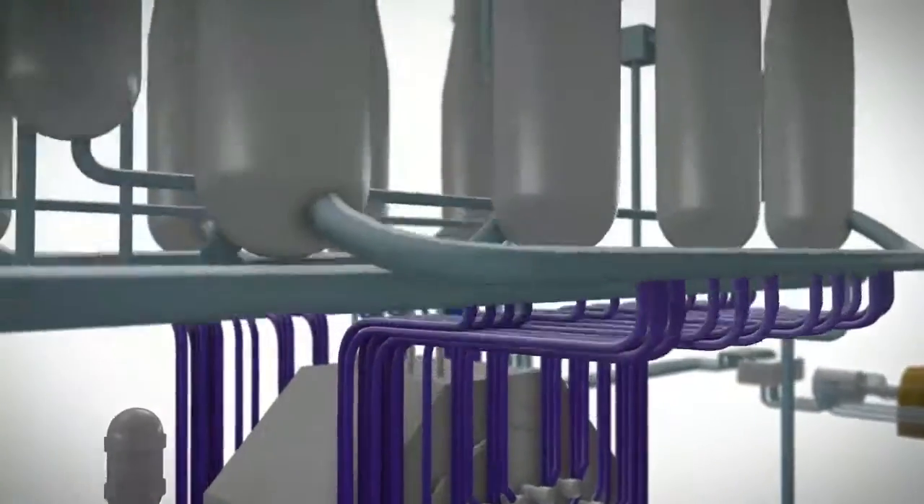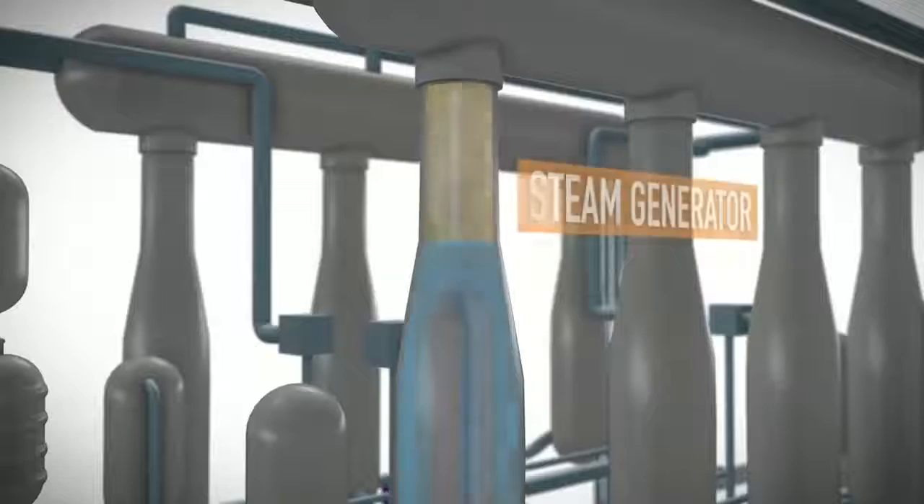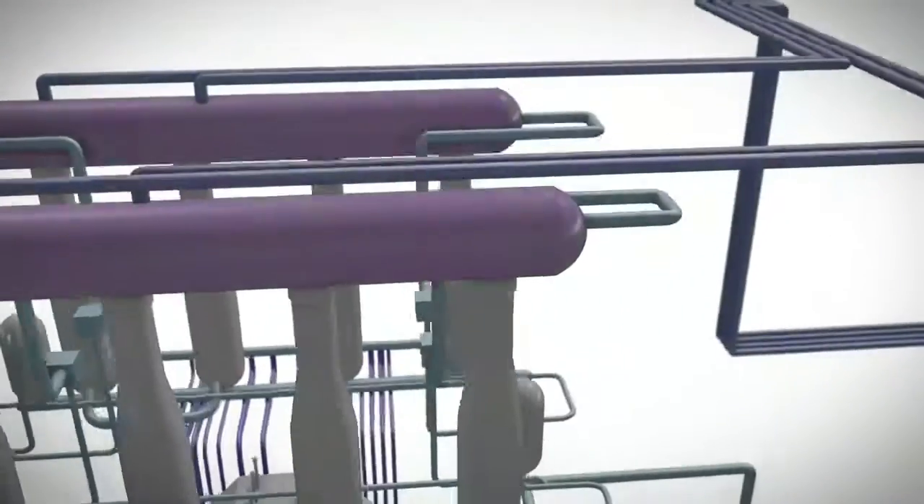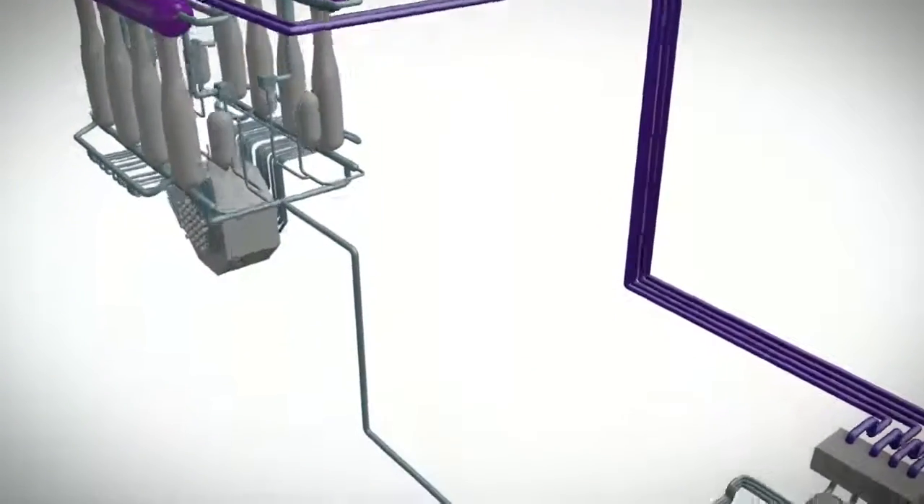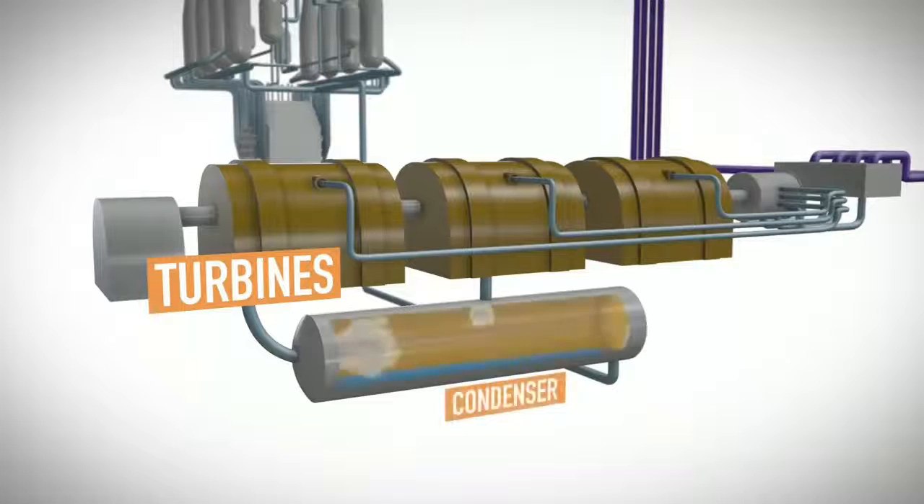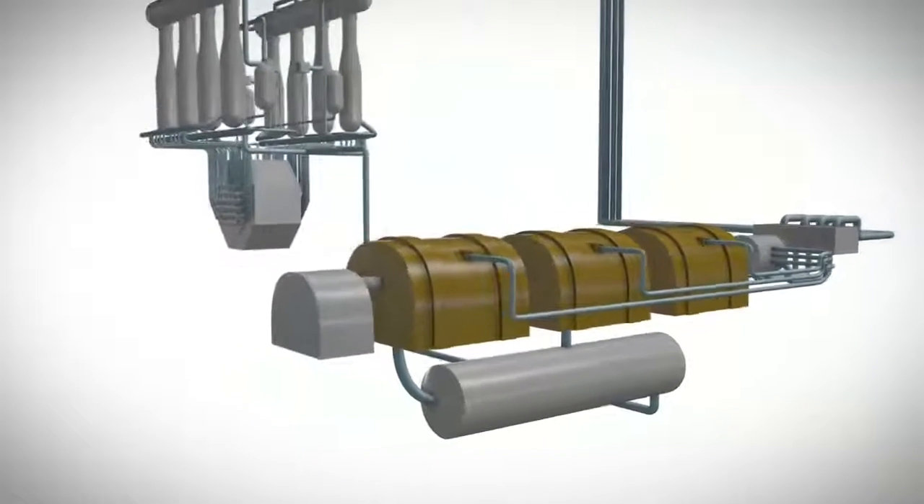The heat from this controlled chain reaction is taken up to steam generators, where it turns water into steam. The steam pressure drives the turbine generators to produce electricity. The steam is then cooled down in condensers and returned to the steam generators to be used again and again.